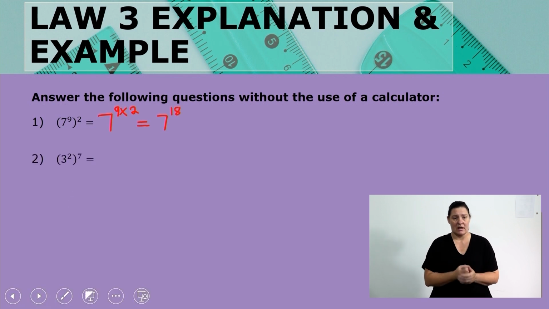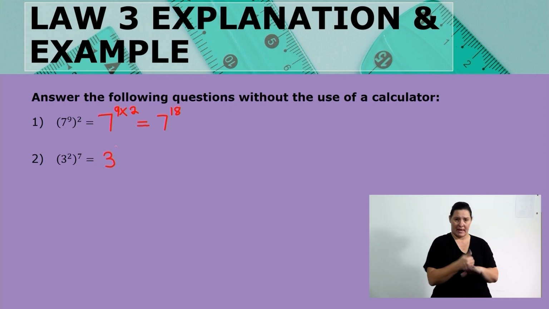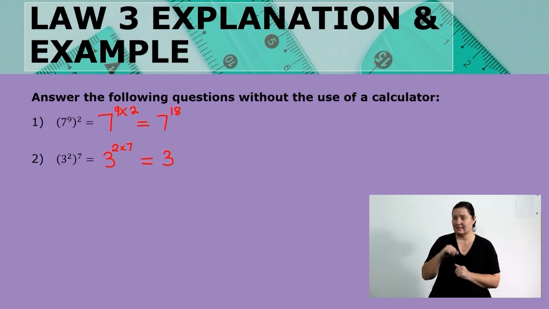Then we have 3 squared, and that power is raised to the exponent 7. So we are going to keep our base, and we are going to multiply our exponents. That is 2 multiplied by 7, and that is going to give us an answer of, yes, you have it, 3 to the exponent of 14.